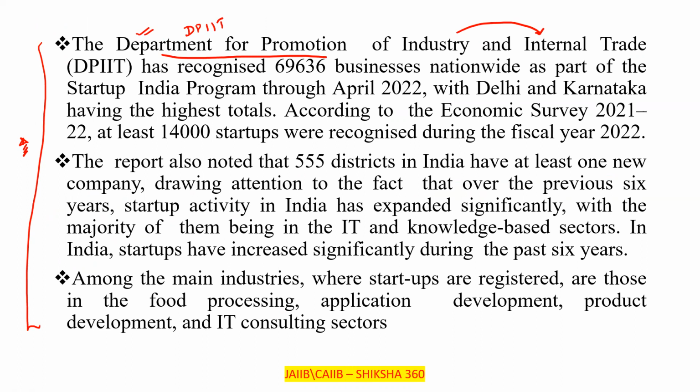DPIIT has recognized 69,636 businesses nationwide as part of the Startup India program through April 2022, with Delhi and Karnataka having the highest totals. Clear? So the total businesses nationwide, all over India, is 69,636 as part of the Startup India program through April 2022. According to the economic survey, at least 14,000 startups were recognized during the fiscal year 2022. How many recognized? 14,000.